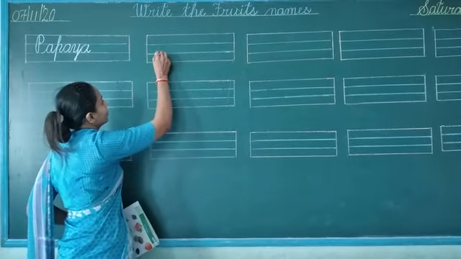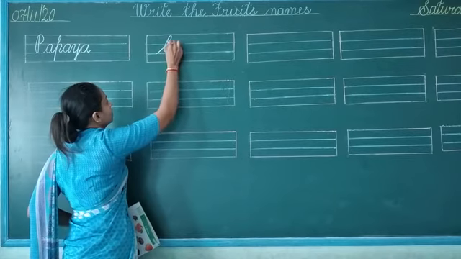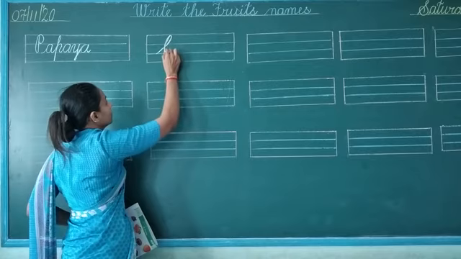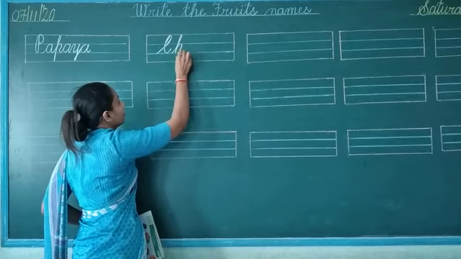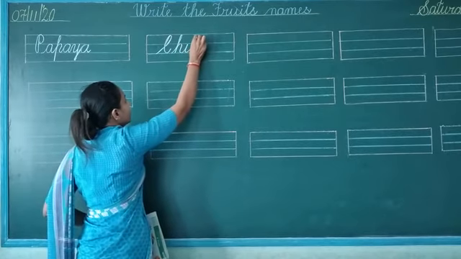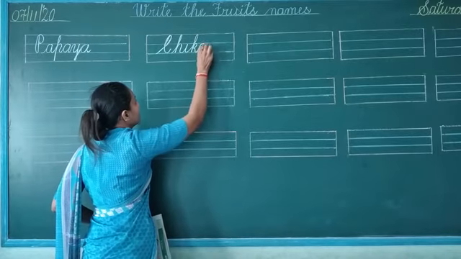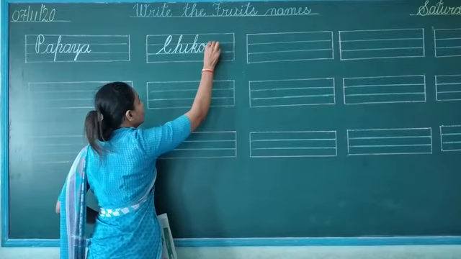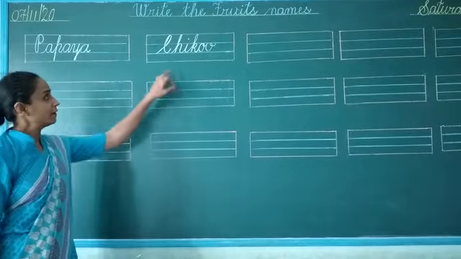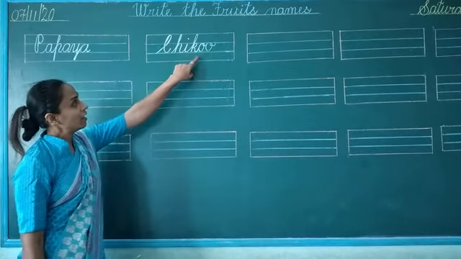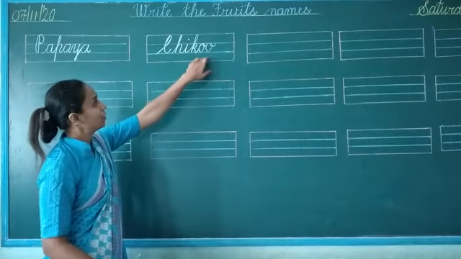Second is chiku. C, H, I, K, double O. Chiku. C H I K double O, Chiku.